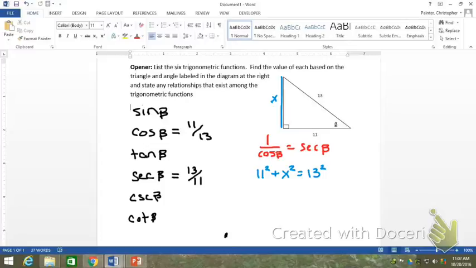So if we solve this, I'm going to do the math just in my head really quick. 13 squared is 169. 11 squared is 121. So if we're solving for x squared, we end up getting x squared equals 48.